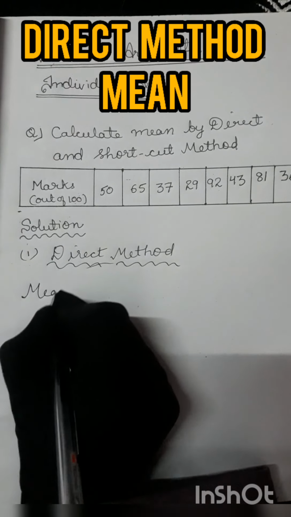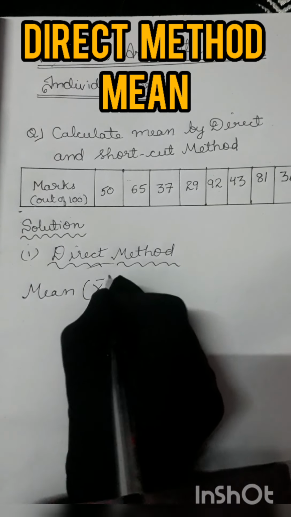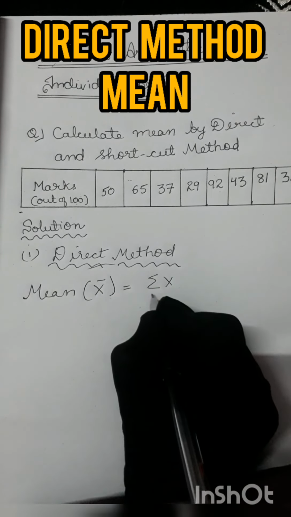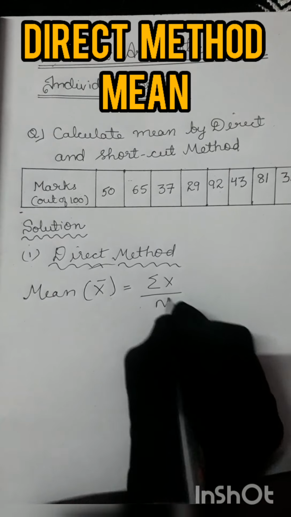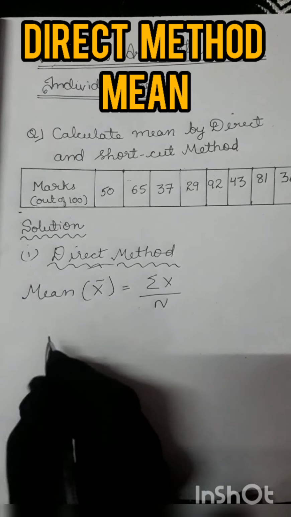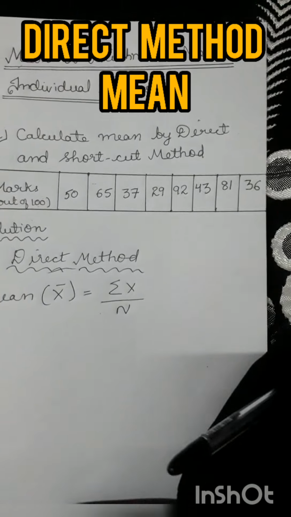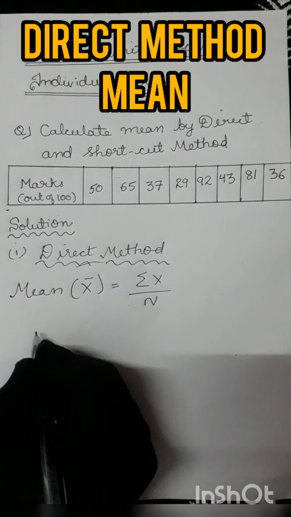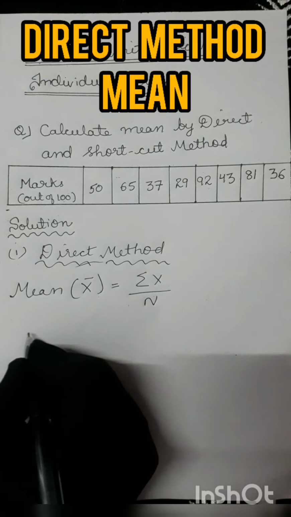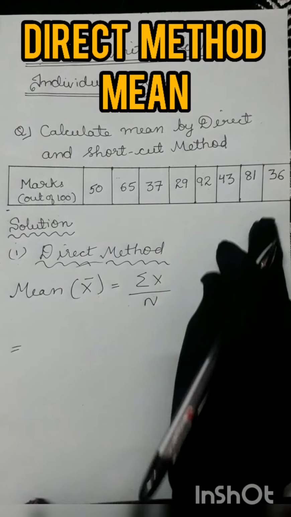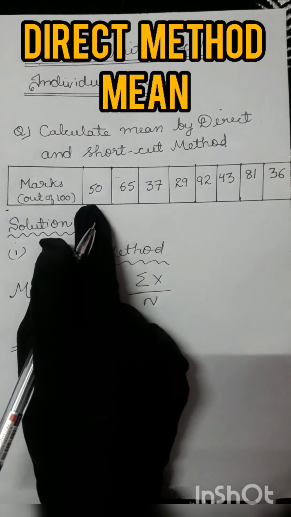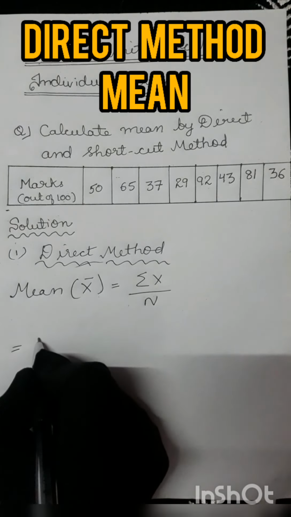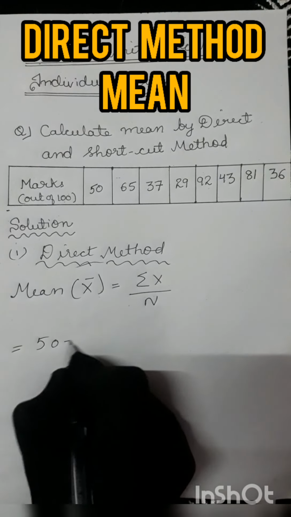Mean symbol is x bar. Instead of mean, we can also write x bar. Mean is equals to sigma x by n. The formula is sigma x by n. Sigma x can be calculated by adding all the numbers given in the question. Here you can see the numbers 50 plus 65 plus 37 plus 29, like that we have to add for getting the value of sigma x.